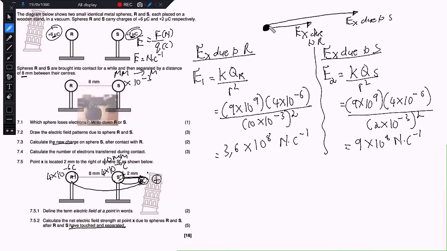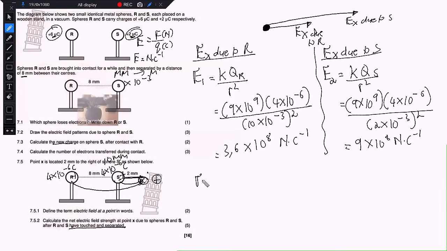Now you understand why I had the length of that one longer than this one. So the shorter the distance, the greater the electric field. But then the longer the distance, the smaller the electric field, as you can see from here.